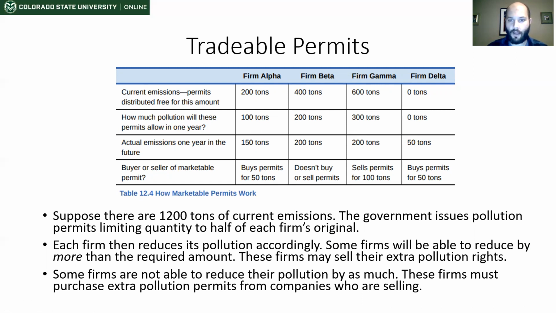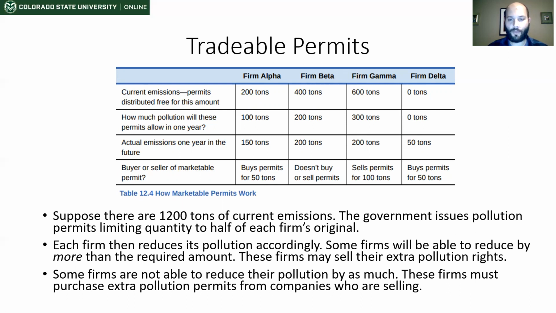The government issues pollution permits given how much they want to reduce pollution by. Some firms will be able to reduce pollution by even more than that, and they have incentive to do it because then they can sell their extra pollution permits to other companies. So the idea here is that you might ultimately reduce pollution by more than the target. Again, another market-based solution.